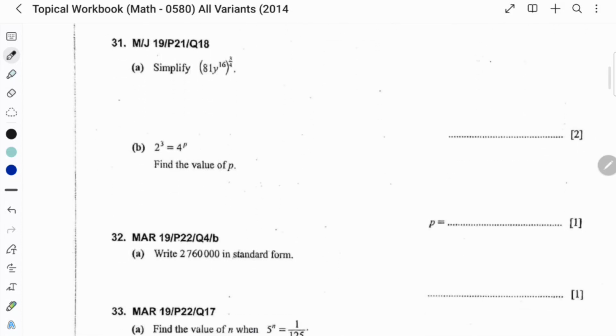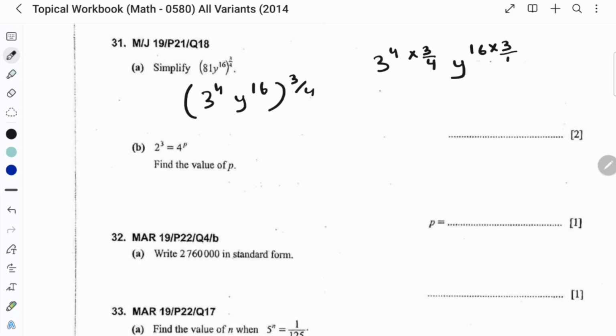81, we know that we write down 3 to the power 4 is 81, and 16, and whole power 3 upon 4. Then 3 upon 4, you just multiply with both coefficients and base also. 16 into 3 over 4, so that is cancel. 4 will get cancelled. 3 cube, and 4 times 4 is 16, and y 12. 4 times 3 is 12. 3 cube is 27, y 12.